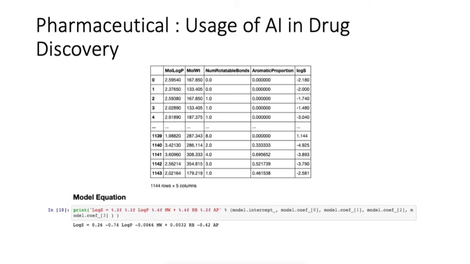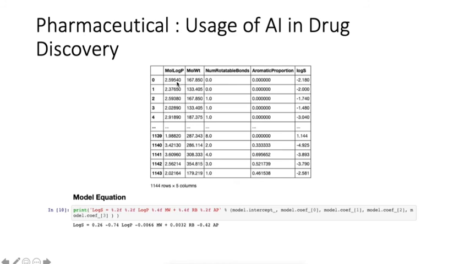Moving on, this is something that is much more relevant to people working with life sciences, medicals, and pharmaceuticals. Here we show you the usage of artificial intelligence in drug discovery. Initially we talked about how it's everything about data. Here we have the data of the molecular log P, molecular weight, the number of rotatable bonds, the aromatic proportion, and this is the log solubility value of those molecules.